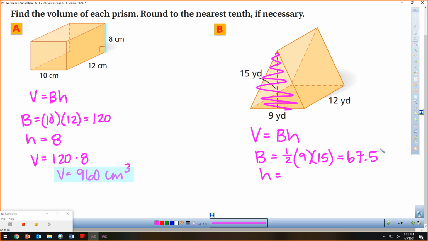Now I need the height of my 3-dimensional figure. What is the height of my 3-dimensional figure? 12. Remember, the height connects your 2 bases. Okay, so if all this information was my base information, then this has to be the height of my 3-dimensional figure, because it connects the 2 bases. That means my height is 12, so now we plug it in. Volume is equal to 67.5 times 12, and when you multiply that out, you get 810 yards cubed.